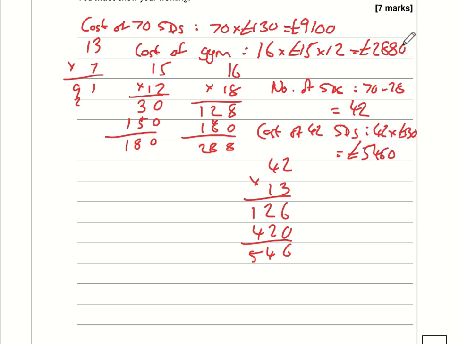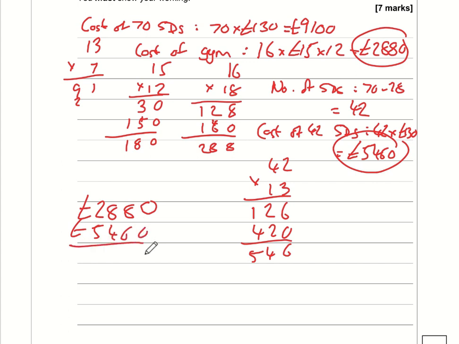Okay, so the cost of the sick leave has reduced, and that's as a result of the gym membership. So what does it cost the company? Well, it's cost them the gym membership, and of course there is the cost of the sick days. So I'm going to add together 2880 and 5460. So 0, 14, carry the 1. 8 plus 4 is 12, plus 1 is 13, carry 1, 5, 6, 7, 8. So it now costs them 8,340 compared to the 9,100 before.